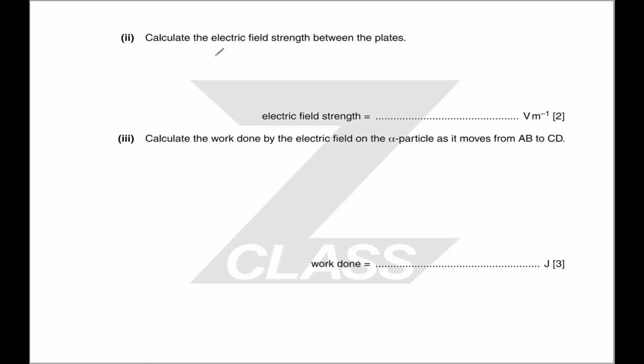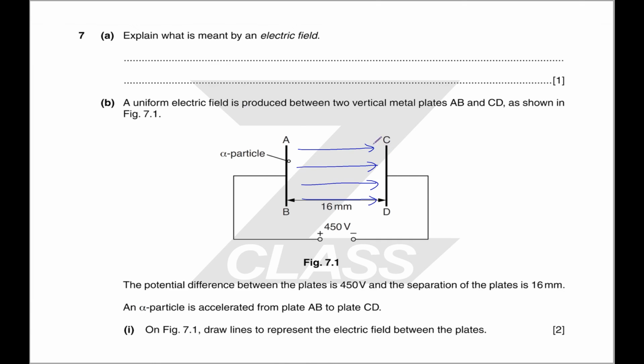Calculate the electric field between the plates. E equals V over d. We have a voltage, a potential difference, we have a separation. This needs to be converted into meters because that's our standard units, and there we will go.